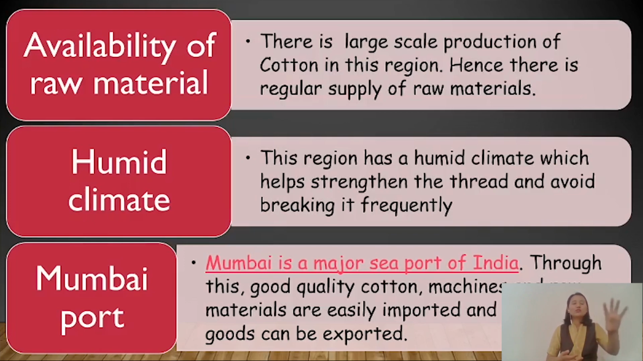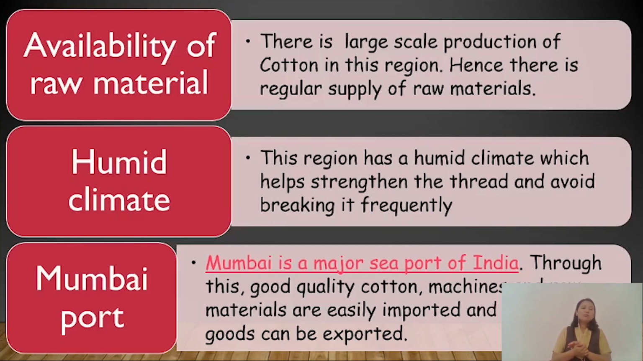Most cotton industries are set up there because in this region a large number of farmers grow cotton. At the same time, this region has black soil, which is more suitable for the production of cotton. The second reason is that Maharashtra and Gujarat are located near the sea, so they enjoy a humid climate. The humid climate is suitable for cotton production, and it helps strengthen the thread of the cotton balls and avoid frequent breaking.